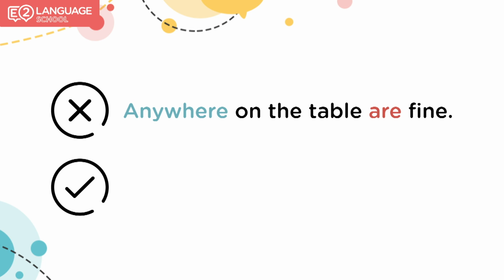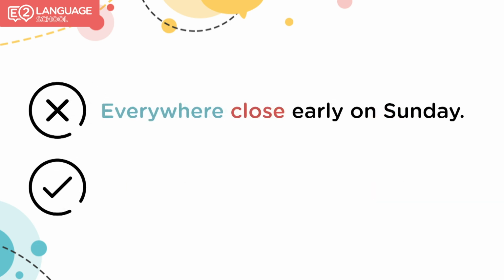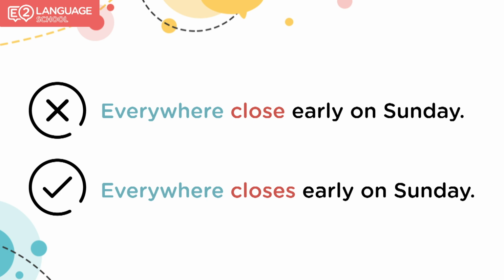Another example, anywhere on the table are fine. So that's incorrect. We need to say anywhere on the table is fine. So he is, she is, it is. We need to use that form of the verb. Everywhere close early on Sunday? That's incorrect. We need to replace it with everywhere closes early on Sunday.